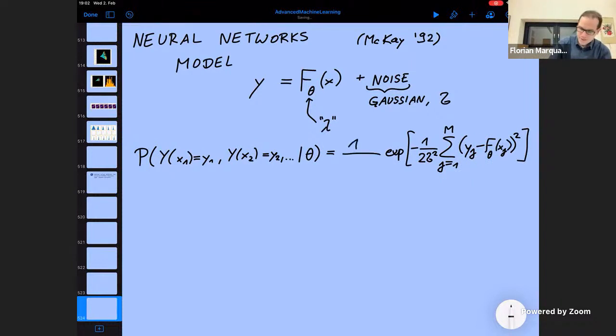And there's a little prefactor, so 2 pi sigma squared, I suppose, to the m. Good, so that is, so to speak, what we call the model: the measurement results given the parameter theta. What is the prior?